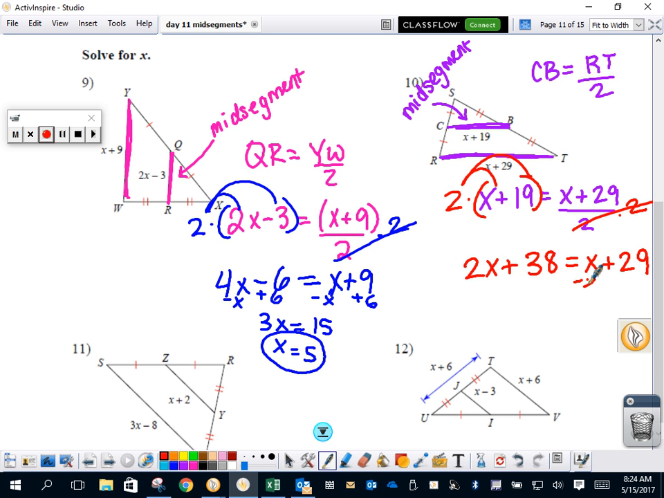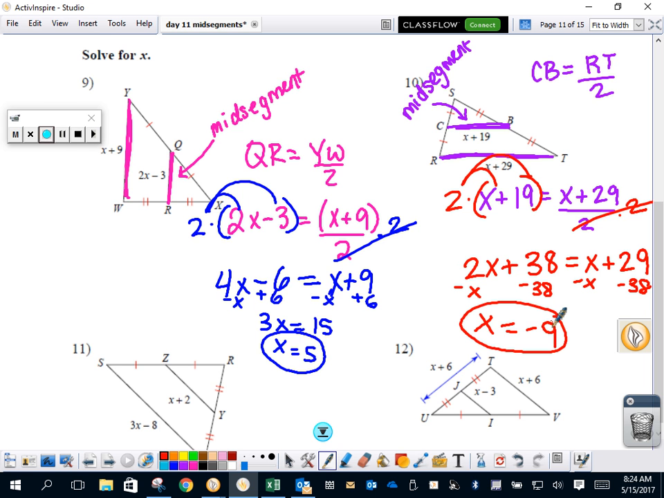So subtract x, subtract 38, subtract 38. What's 2x minus 1x? What's 29 minus 38? 29 minus 38, negative 9. Is it okay for our x to be negative? Mm-hmm. It's negative 9.